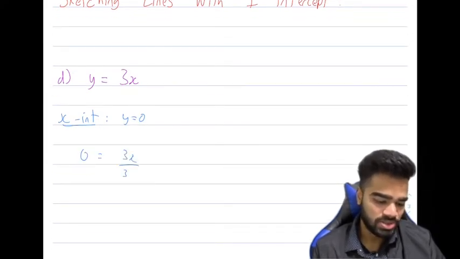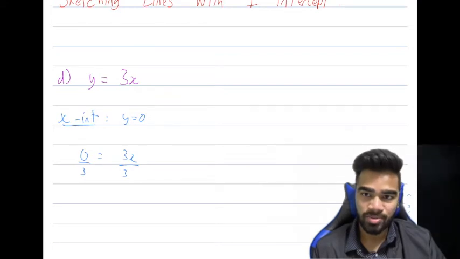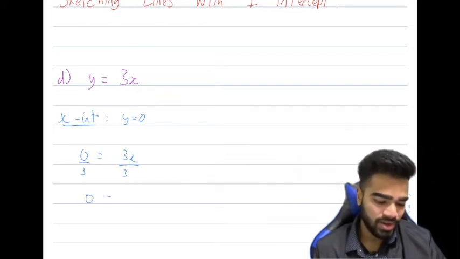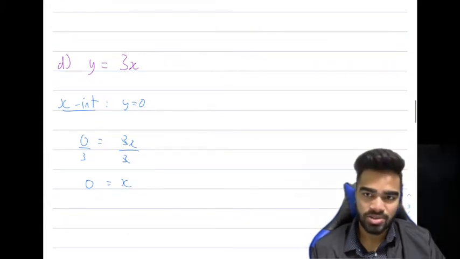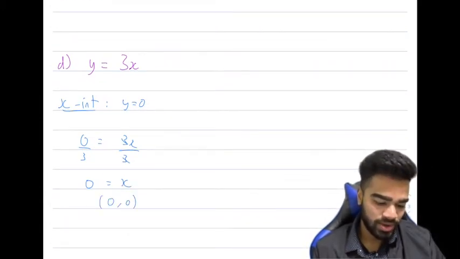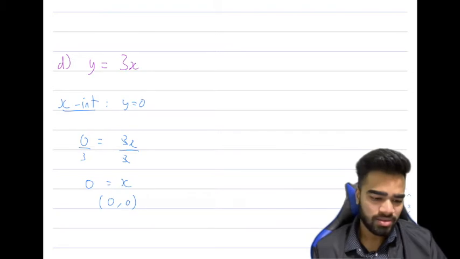Then divide both sides by 3. 0 divided by 3, well, 0 divided by anything is 0. And 3 divided by 3 is gone, so it's just x. So x is 0. So what's the coordinate? The coordinate is 0 and 0. Okay? Alright, because 0, 0.